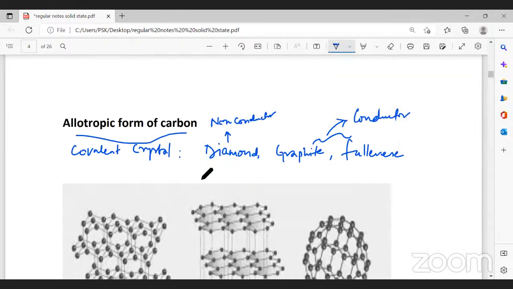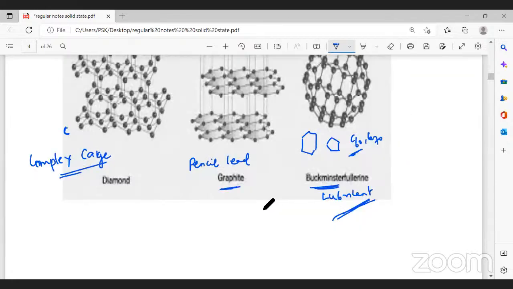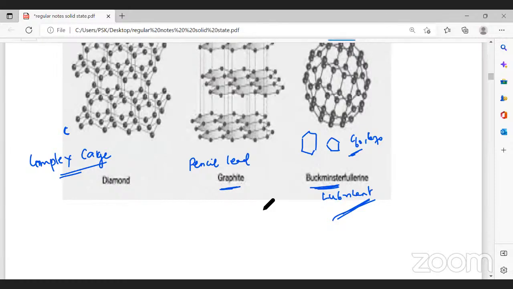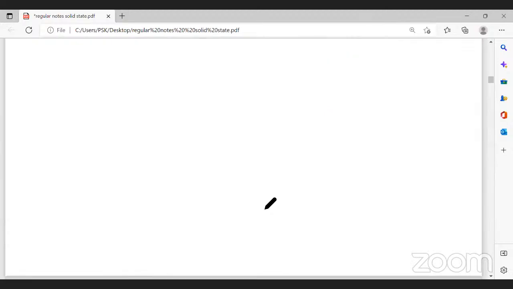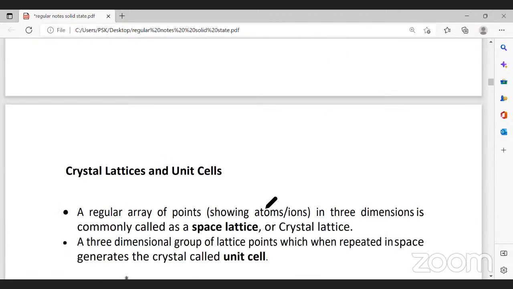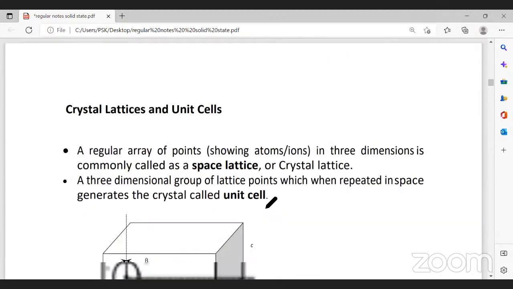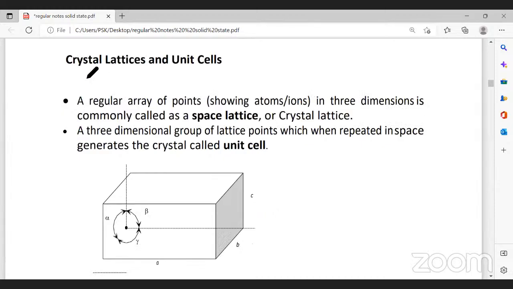Now, this is simple to learn. So far what I've covered is simple. We'll have to learn the complex things now. The next topic is crystal lattice and unit cells.